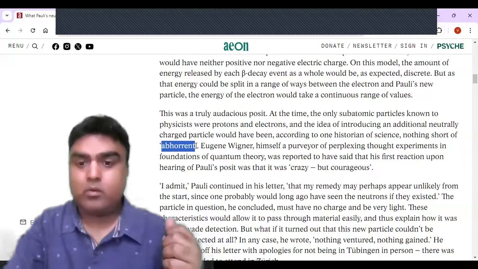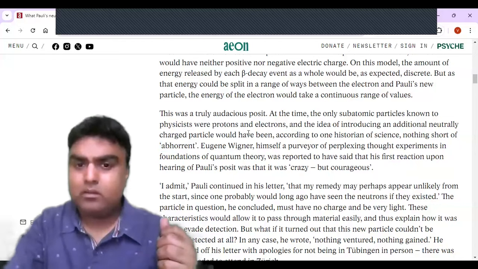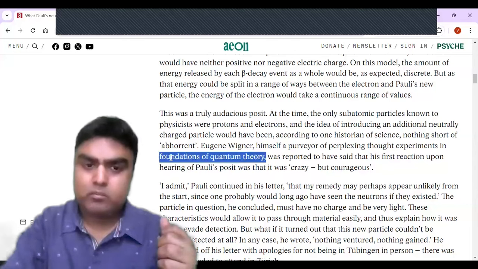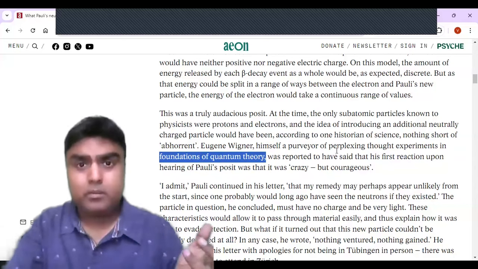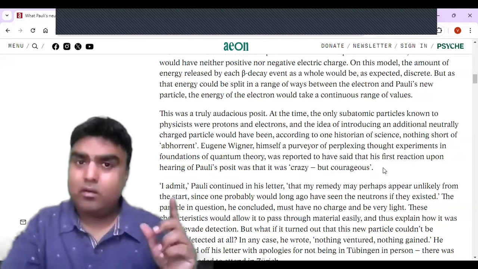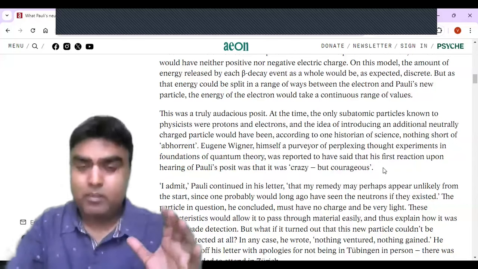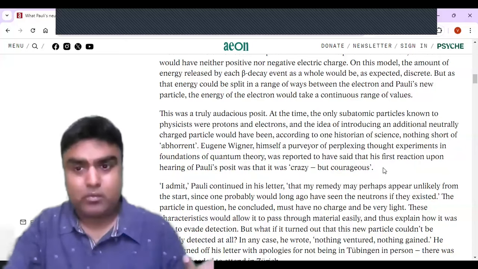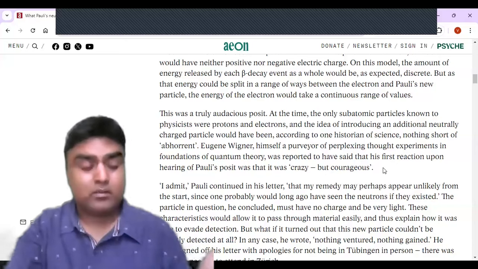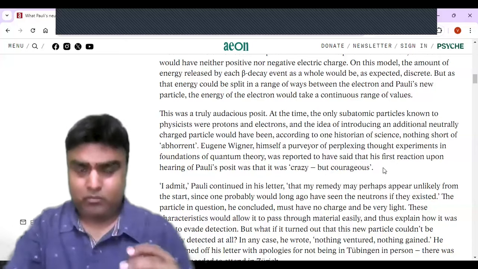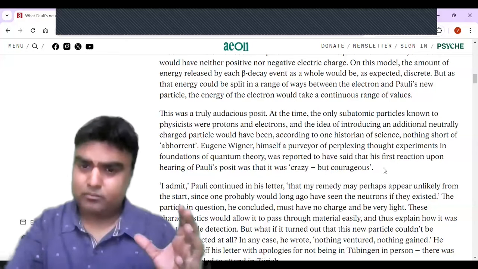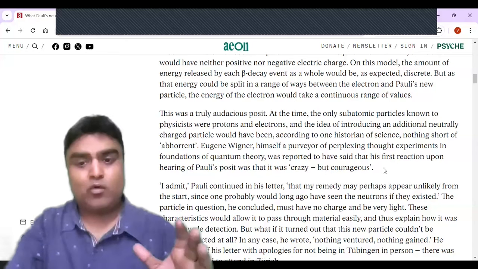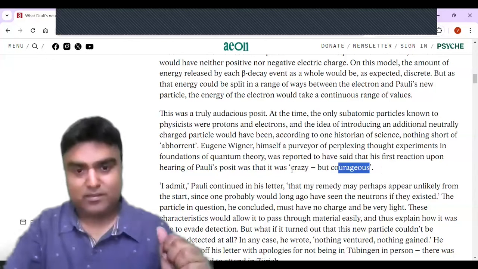I may not know what is an abhorrent. I may not even be able to understand many phrases here. But like foundations of quantum theory, I may not be able to know. But in overall understanding, and the main idea, if we say it, is that Pauli introduced a neutron, a particle called neutron. Many of the people were accepting it, or I would say they were calling it in a way crazy but courageous.